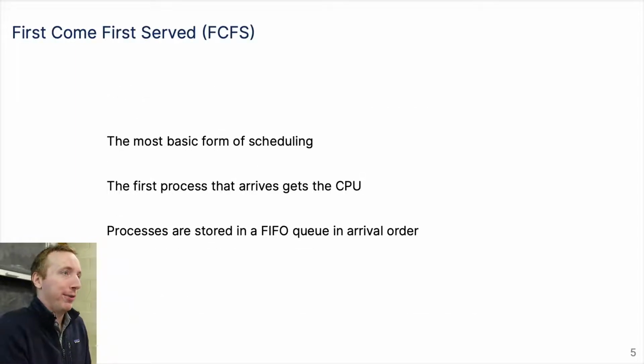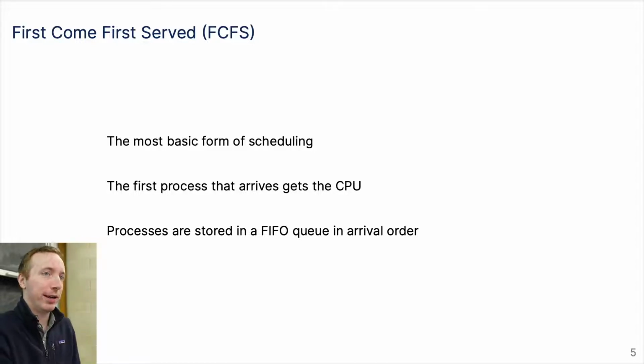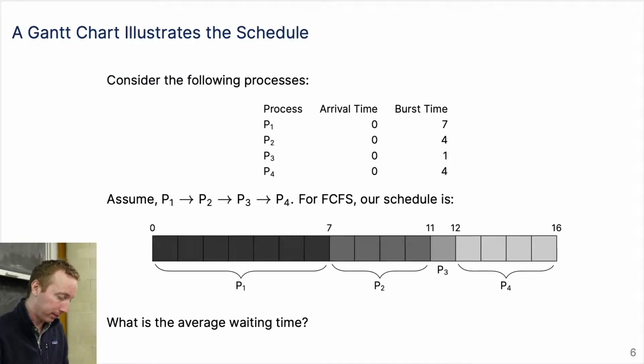So our first scheduling policy, everyone's been using it for their entire life at food trucks, everything like that. It's first come, first serve. You get in line, it's a FIFO queue. If you are the first in line, you are the first served, and it just goes in order. So that's the most basic form of scheduling, and we're used to that pretty much our entire life. The first process that arrives gets the CPU, and they get the CPU in the order that they arrive. So it's just a FIFO queue in arrival order.